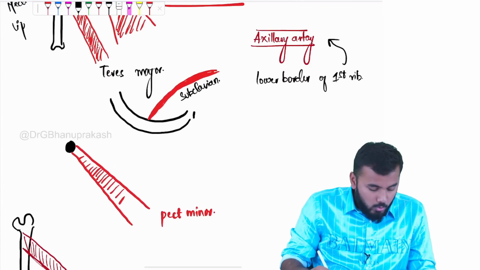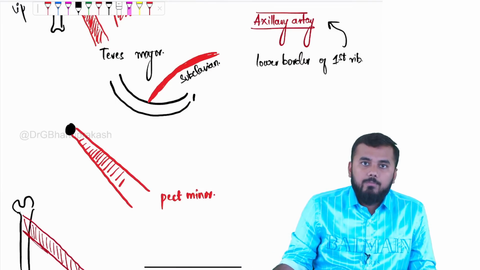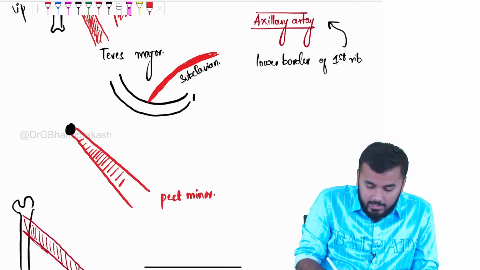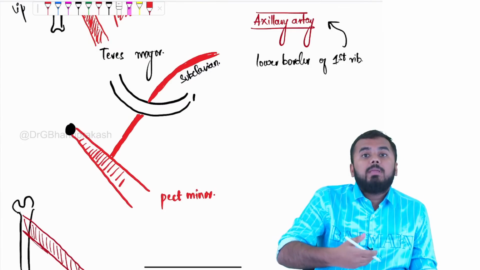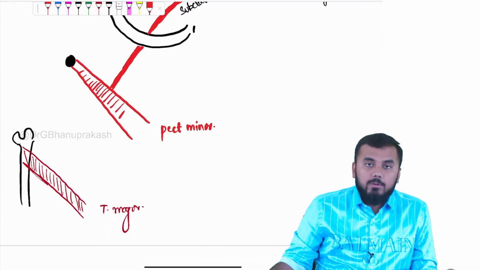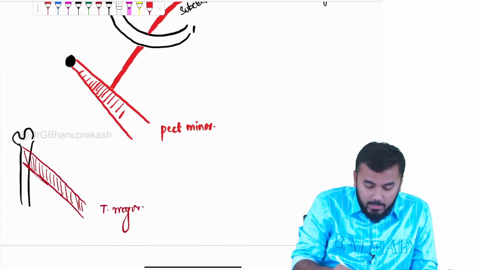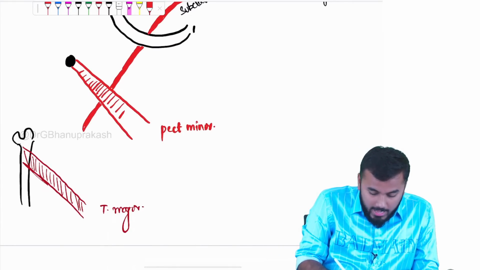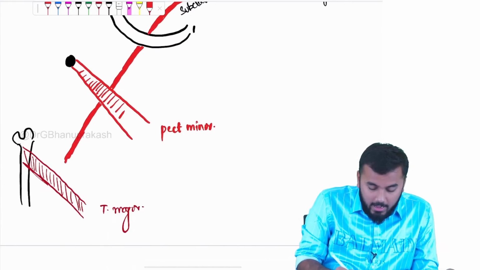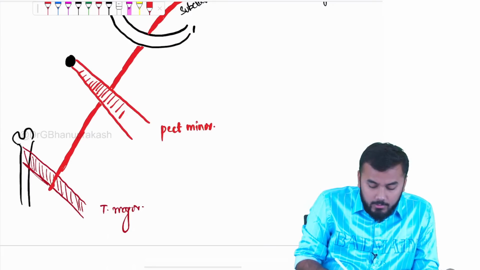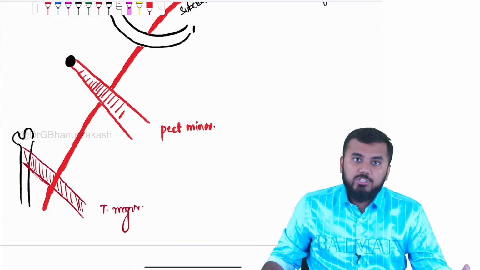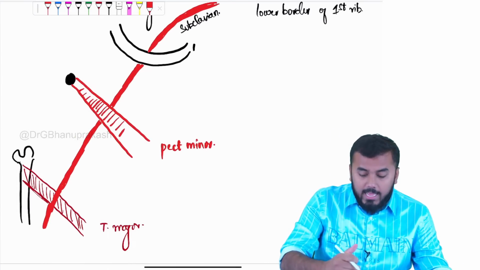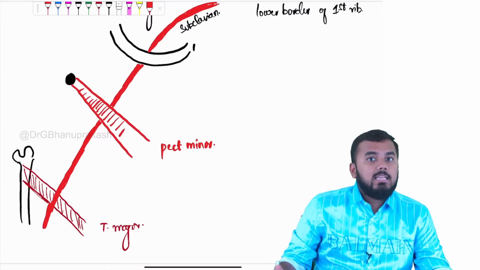Now from here you call it the axillary artery. This axillary artery comes down all the way and passes behind the pectoralis minor muscle. It passes behind the pectoralis minor muscle, again comes down, and now it passes above the teres major muscle. So this entire course of this artery is called the axillary artery.